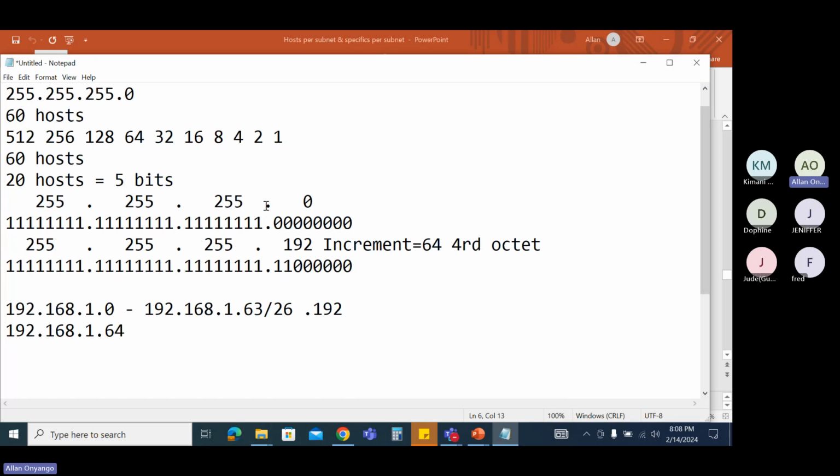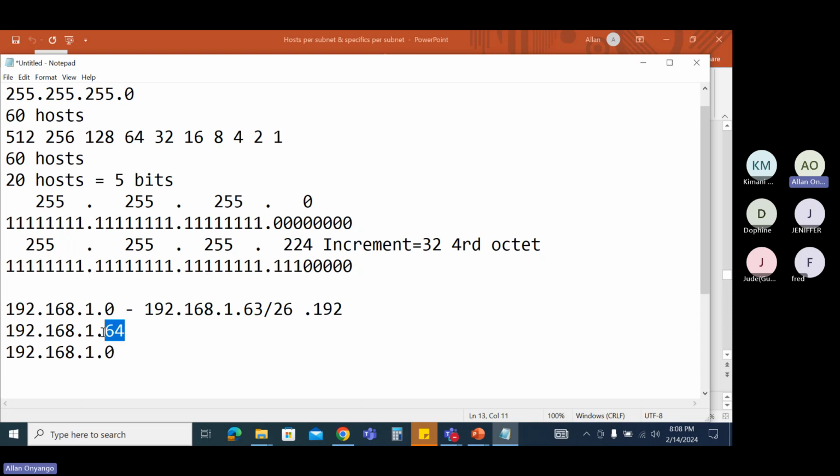Okay. Subnet mask remains the same. So we need to reserve 5 bits. So 1, 2, 3, 4, 5. The remaining 3 zeros will be 1s. So what is the new subnet mask? Very good. 224. What is our increment? 32. Very good. Which octet? Fourth octet.